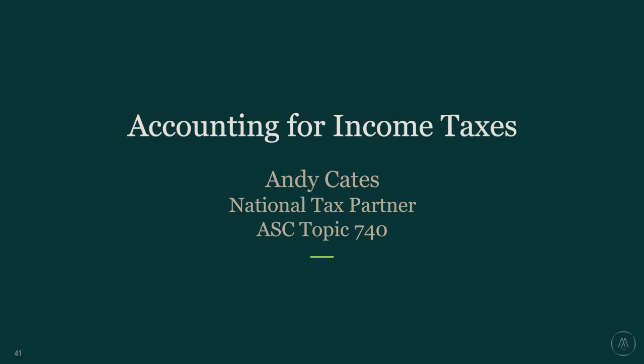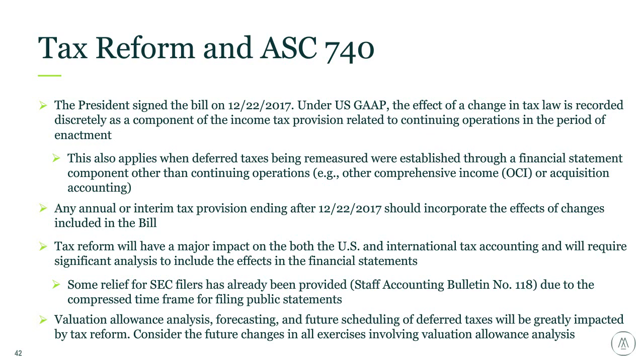Thanks, Roy. So we're going to switch gears a little bit here and talk about financial statements and not the actual tax compliance. The important thing to note here, and Jennifer touched on it earlier, was that this bill that was passed, they got it through Congress in an amazing amount of time and got it to the president's desk. And when the president signed the bill, it's considered enacted. And under ASC 740, that means that all the effects of the bill have to be accounted for in the period of enactment. So the 2017 financial statements for calendar year companies and the quarters for companies that are fiscal.